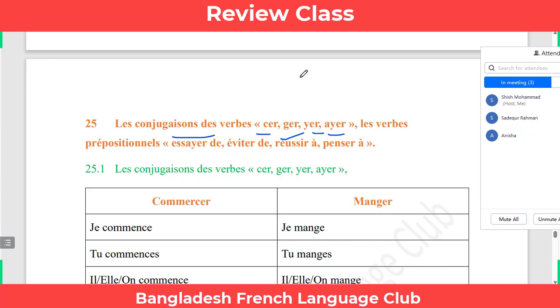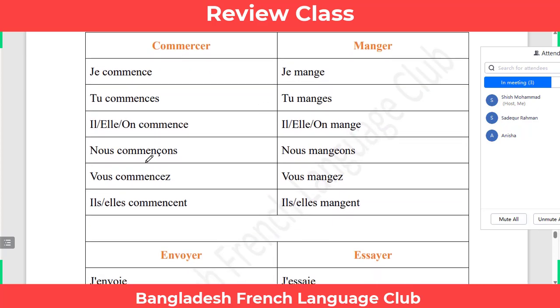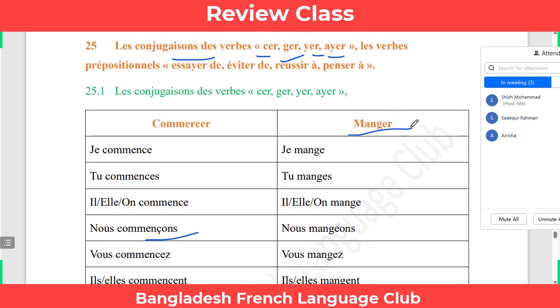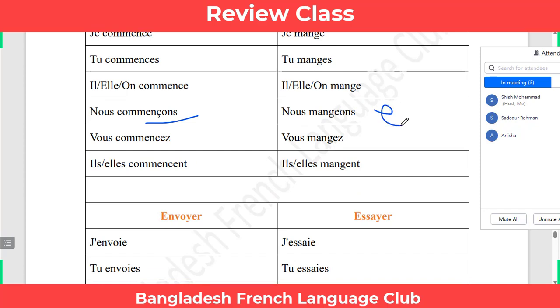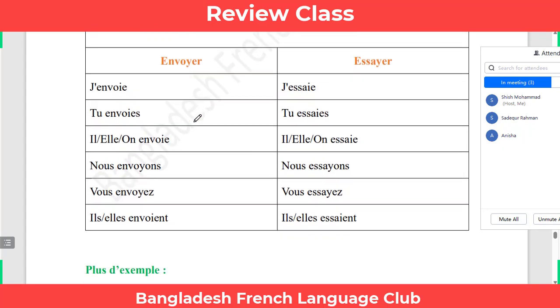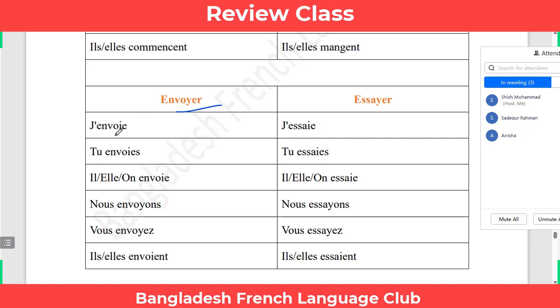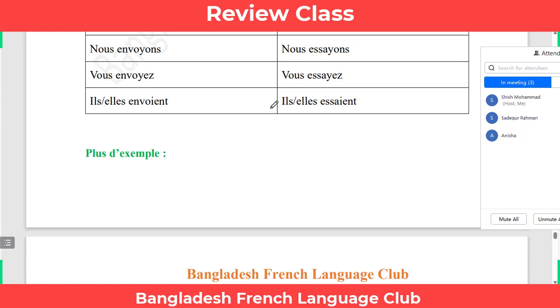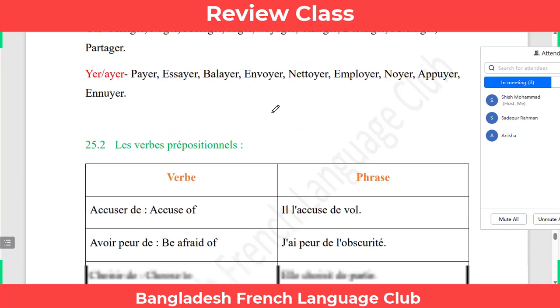With CR, we will have a little difference, no more difference. With GR, we will have an extra E, and the rest of them are okay. And with YR, Y becomes I, AYR, and the same way. So there are no grammatical difficulties.